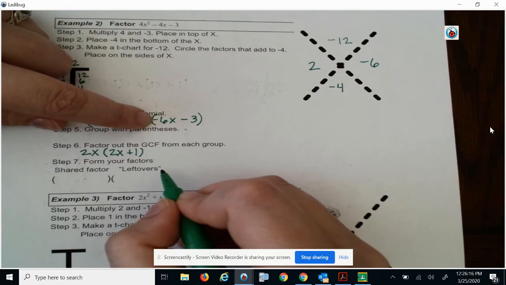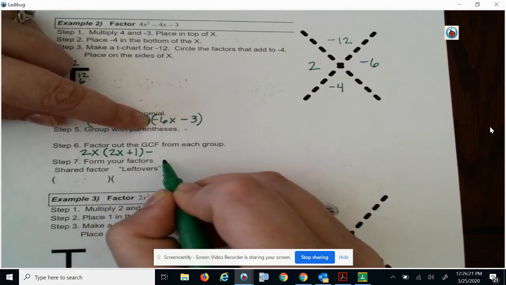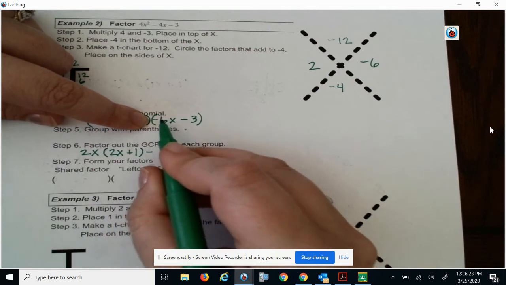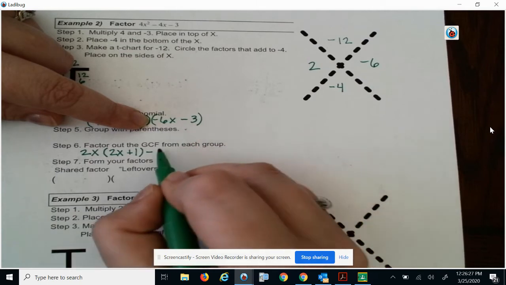And then we have a negative and a negative. Since they're both negative, we're going to factor out a negative number. And then we have a 6 and a 3. They're both divisible by 3.